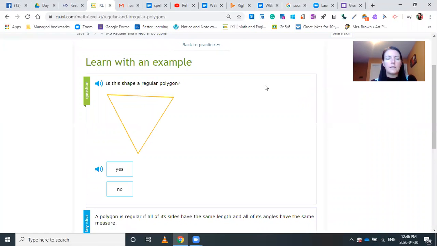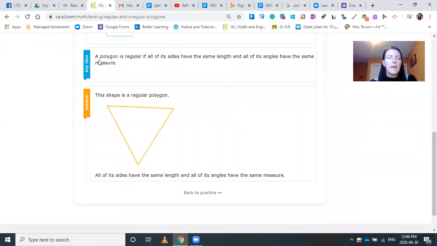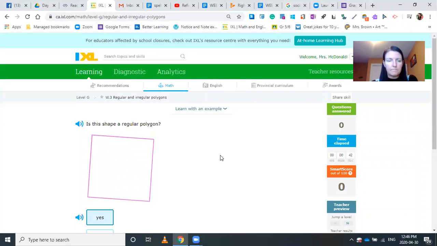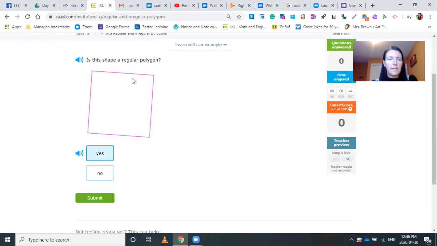Let's actually look at this, learn with an example, just to make sure. A polygon is regular if all of its sides have the same length. That's one. And two, all of its angles have the same measure as well. All right, so let's have a look at that. Yes, that is, all the angles are the same and all the sides.